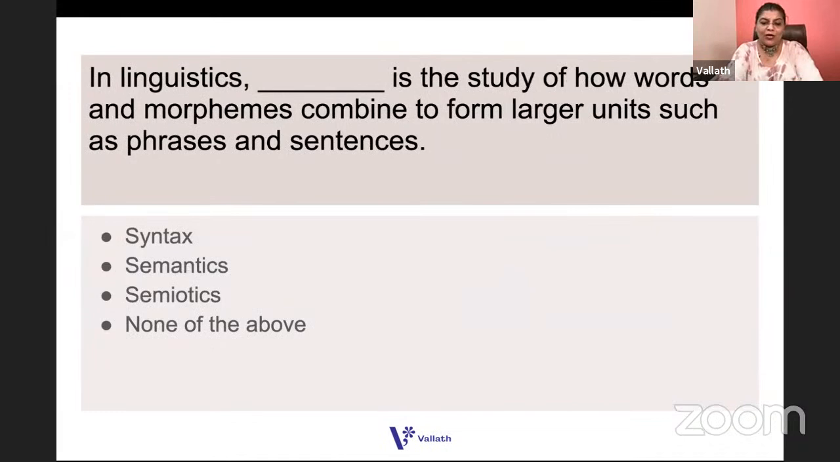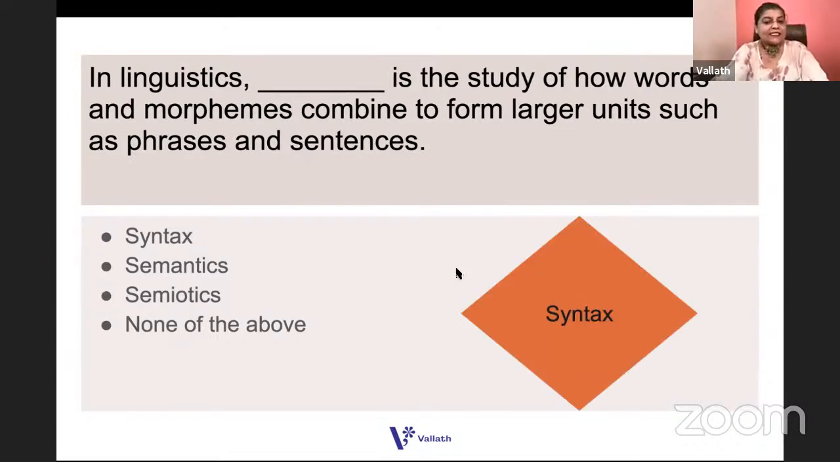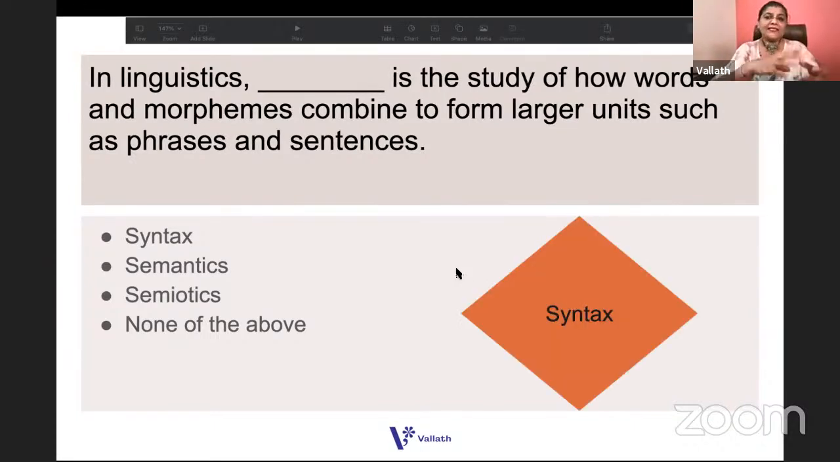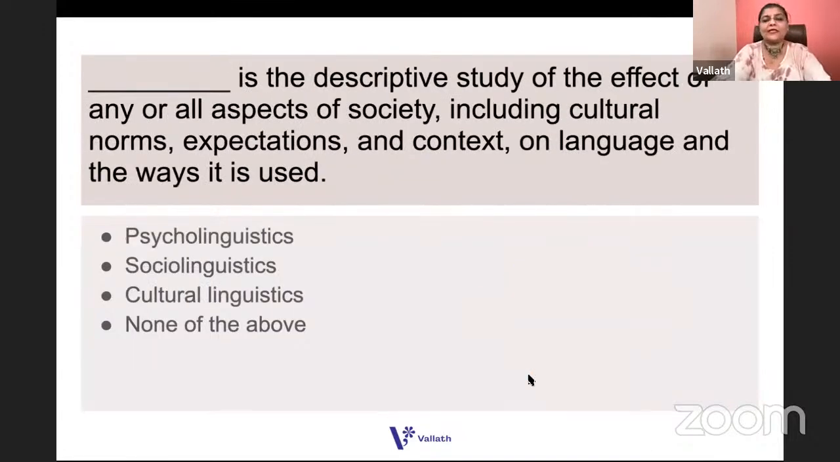In linguistics, dash is the study of how words and morphemes combine to form larger units, such as phrases and sentences. It is syntax. Syntax is the way in which words and morphemes combine to form larger units, such as phrases and sentences. These are all different branches of linguistics.